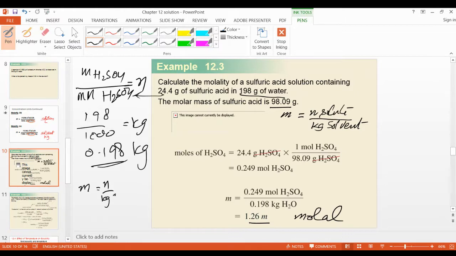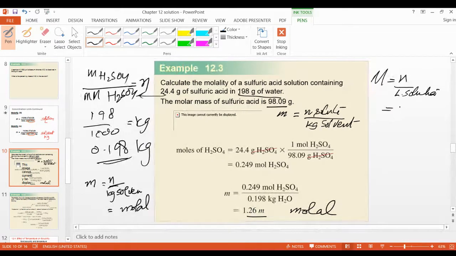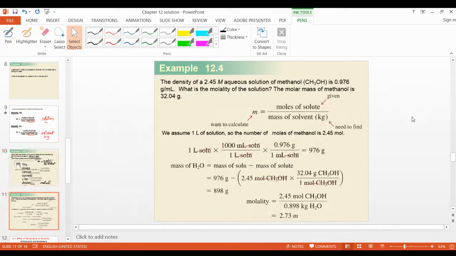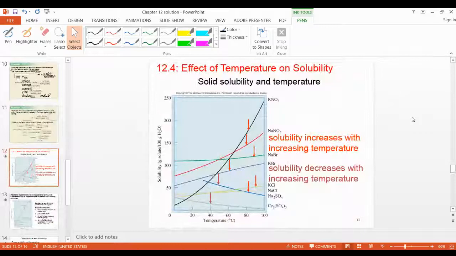Moles per kilogram of solvent. This is known as molal. If you have molarity, capital M, moles per liter of the solution, we call it molar. Remember that. Final unit: molar and molal. So this is the example, just for you to practice.